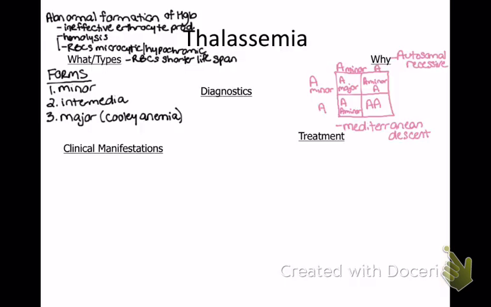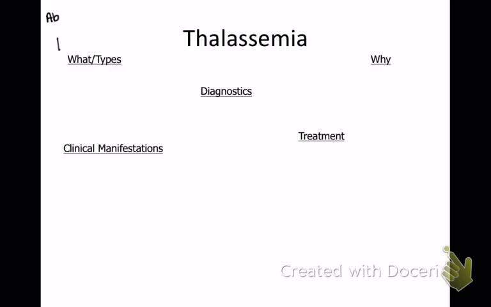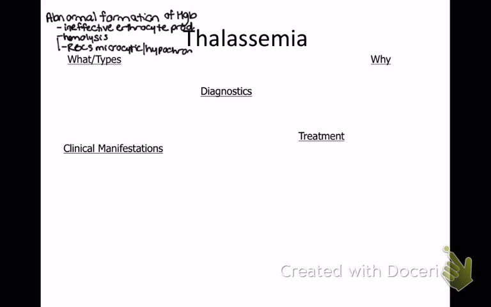I'll go to your little slide. So it's an abnormal formation of the hemoglobin. Your erythrocytes aren't being produced effectively. RBCs are being hemolyzed, they're being destroyed. The RBCs that are there are small and can't carry a lot of hemoglobin, and they die off faster. That's why they're being hemolyzed.